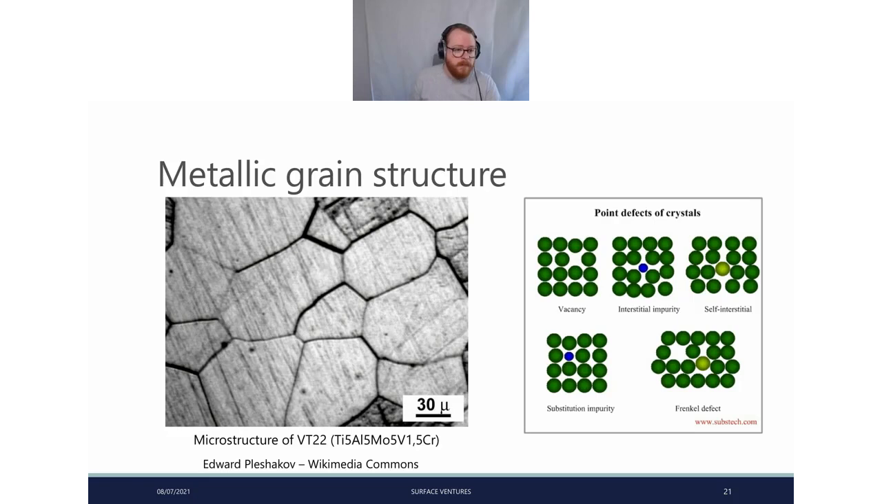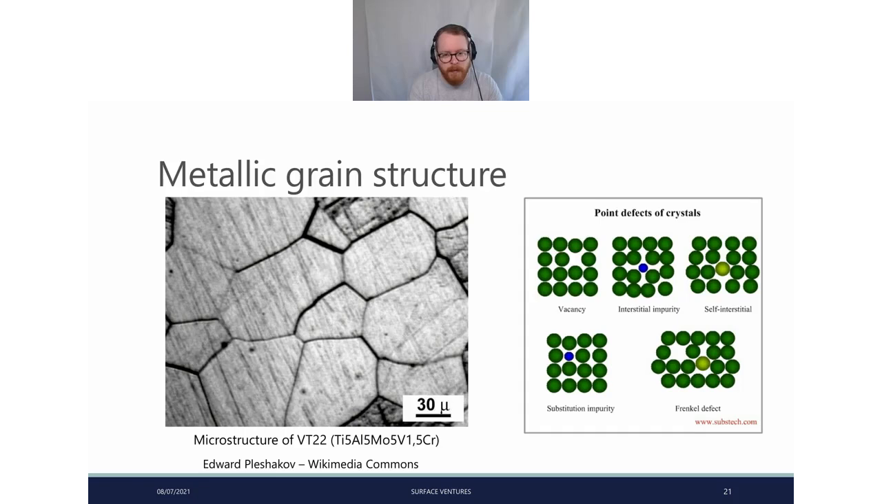We'll move on to talk a little bit about metallic grain structure. So as I said before, and as you saw with those indentations, most metals are polycrystalline. You can reveal this grain structure with etching. There are specific etching formulations for specific metals. I believe Buehler have a really good guide which details most of these. You'll be able to find that quite easily.